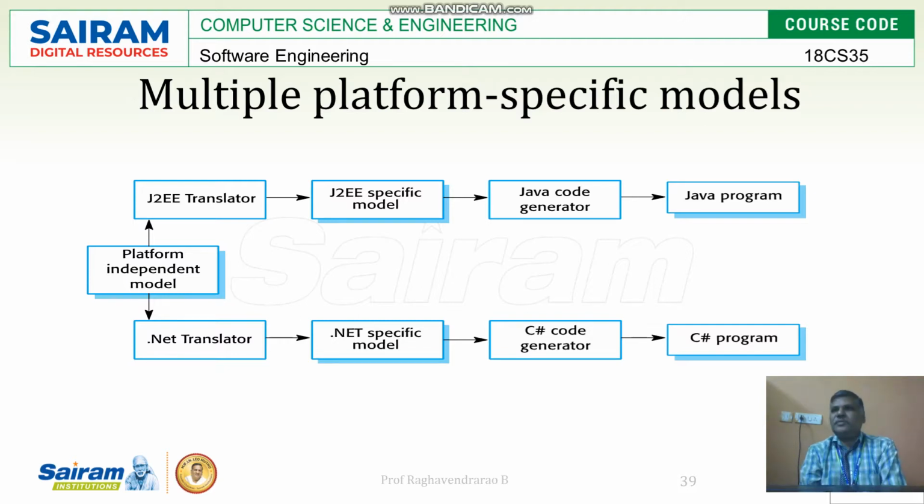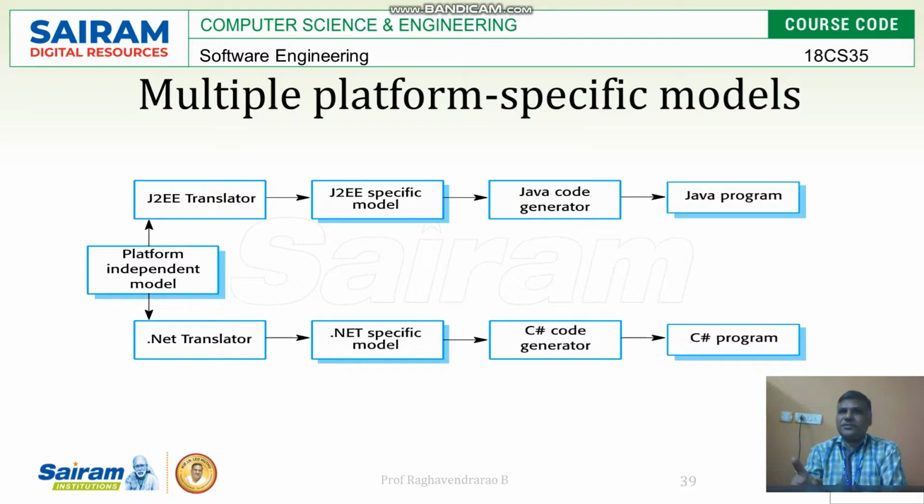Different multiple platform specific models. Now you see that's what I said. There are two divisions: one is a J2W translator and the other is a .NET translator. Whatever you are going to see, this is a Microsoft product. Other things are going to be another product. From the platform independent model, there are two different models: one is a J2W translator and here is a .NET translator.